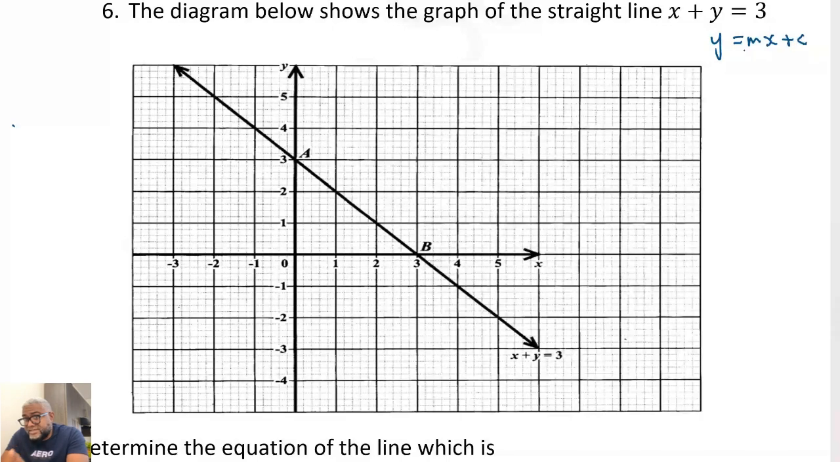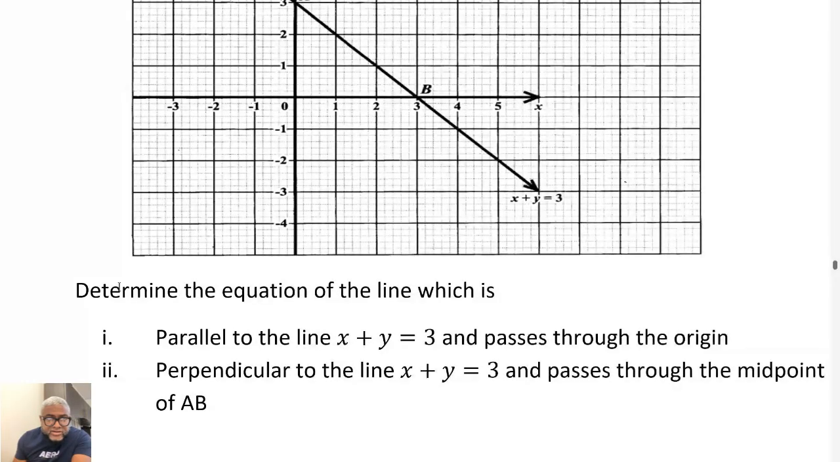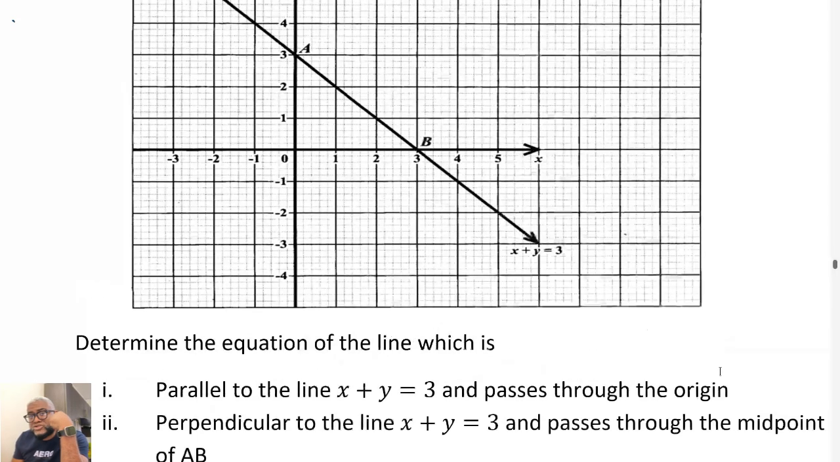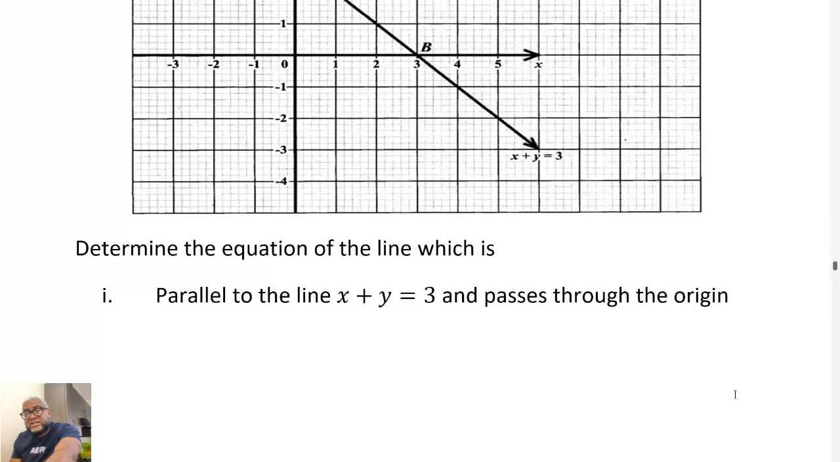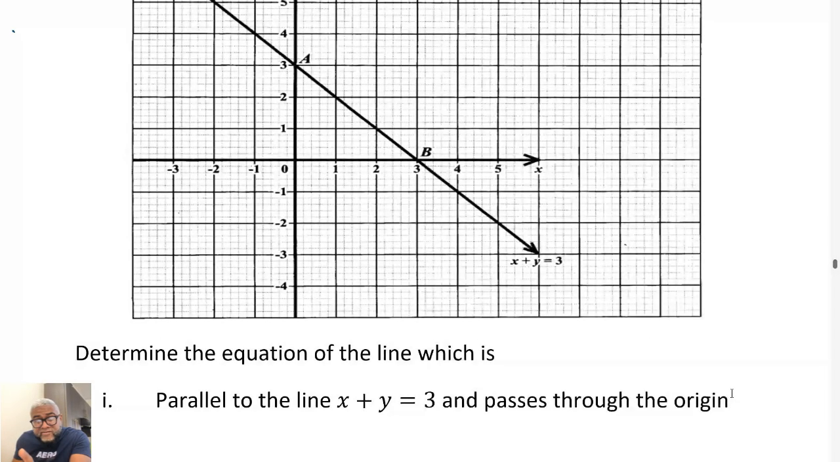That's the form it needs to be in order to determine what the equation would be, right? So we aren't ready for that yet unless they ask us to. Let me see if they ask us down here. Determine the equation of a line which is parallel to this line and passes through the origin. So in order to find the equation of a line which is parallel to this given line, we need to find the gradient of the original line.